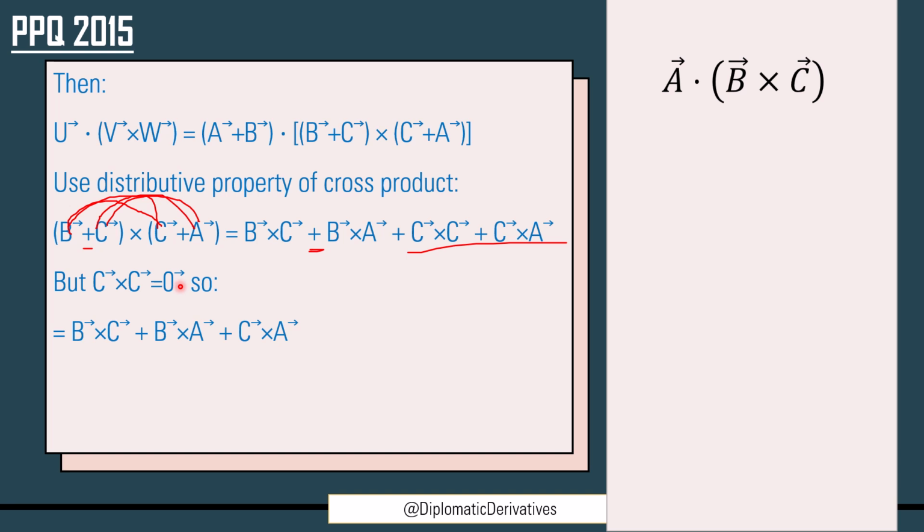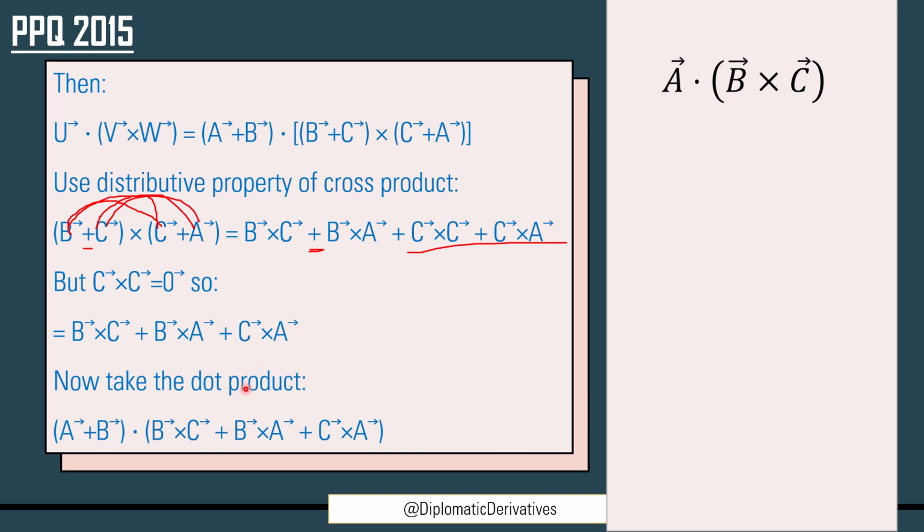Why is it going to be 0? Because we know from the properties that if the vectors are on the same line, the angle between them is 0, right? And since it's cross product, the formula has sine theta, and sine 0 will become 0. So c cross c will be equal to 0, right? Therefore, when this part becomes 0, you are left with b cross c plus b cross a plus c cross a. All right. Now you take the dot product.